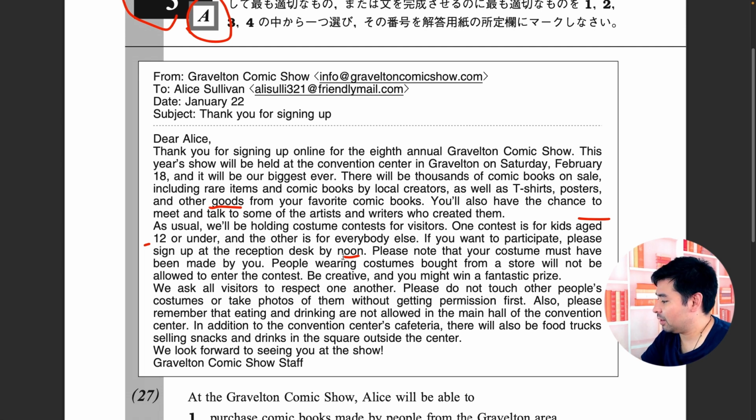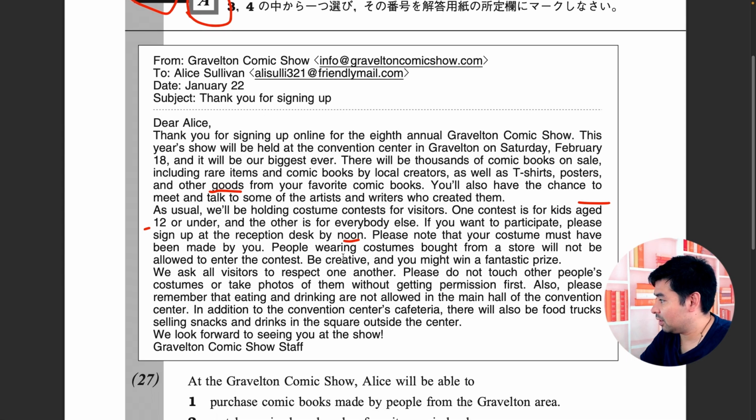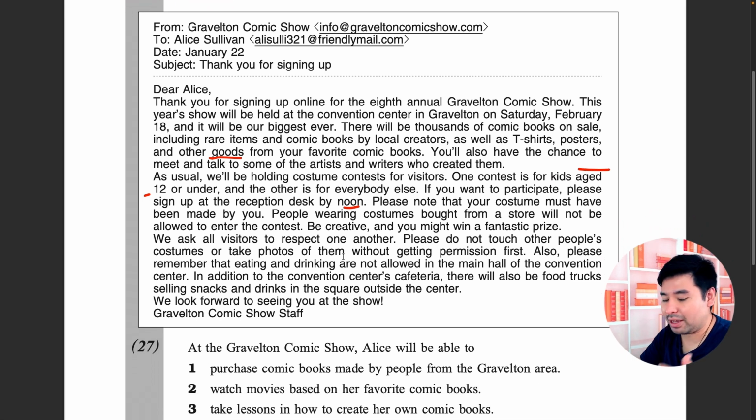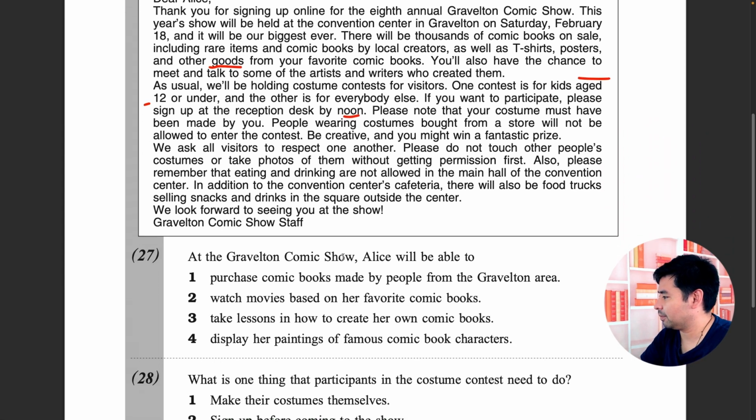In addition to the convention center's cafeteria, there will also be food trucks selling snacks and drinks in the square outside the center. So, we look forward to seeing you at the show, Gravelton Comic Show staff. Okay, so someone has signed up to participate, to be part of this comic show. This is an event, and then we have the questions for that.